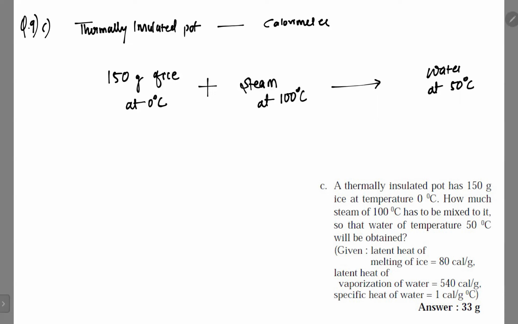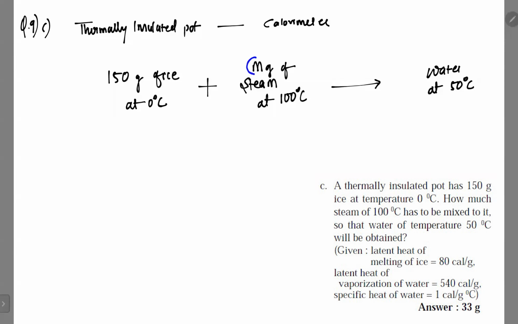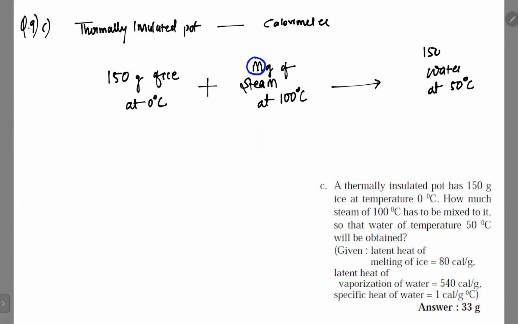Now, the question is how much steam? Let's say m gram of steam. So my problem will be about finding the value of m. Do you agree with me? Okay. Finally, don't you think the water will be nothing but 150 plus m gram? Because 150 gram was ice, m gram was steam. Are we clear with this?